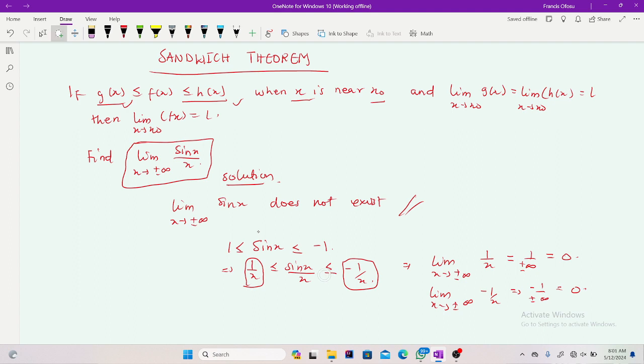By the sandwich theorem, what does it say? You can see that f of x is now sine x over x, and it's in between two endpoints of equal limits, which is 0. Therefore, the limit as x approaches plus or minus infinity of sine x over x is also equal to 0, and that is the sandwich theorem. So without manipulating this using the sandwich theorem, we should be able to find the limit as x approaches plus or negative infinity of sine x over x. Wherever you see it, don't forget to make it equal to 0. Okay, don't forget to make it equal to 0.